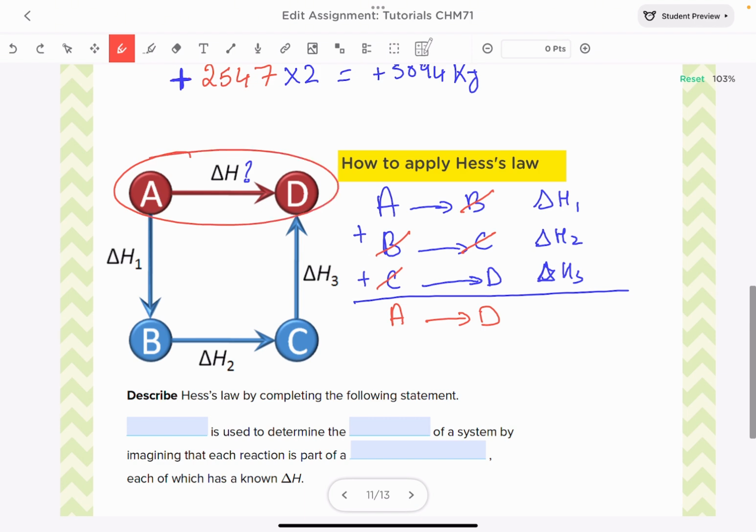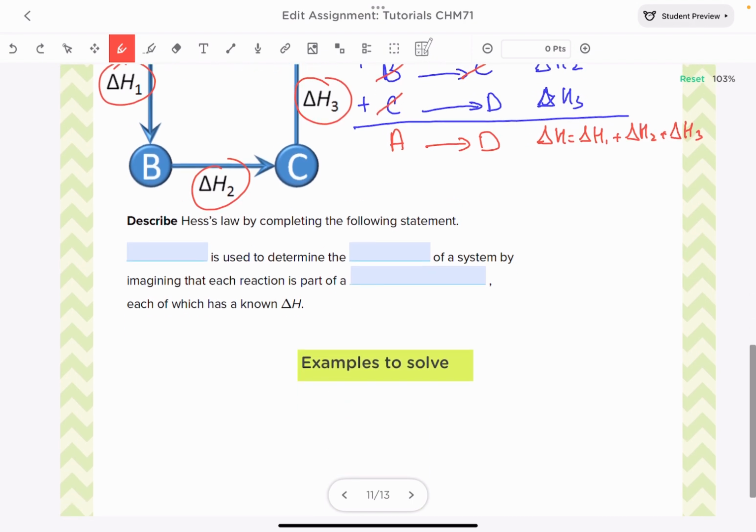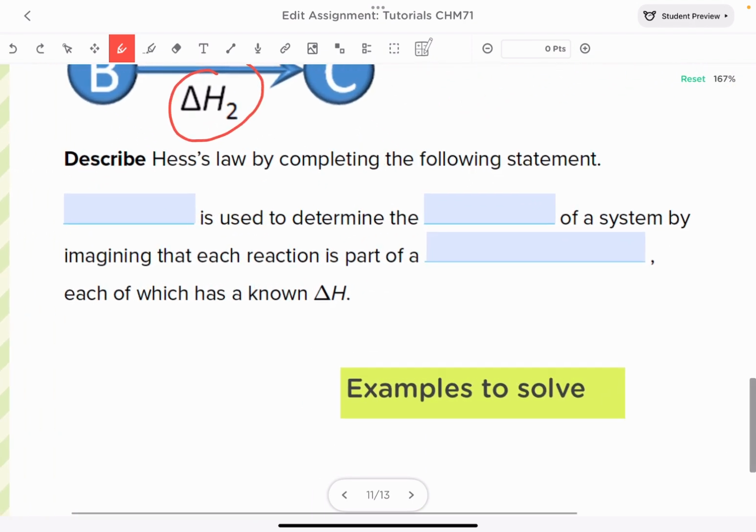And how did we reach A to D? We just added those 3 given equations. Therefore, this enthalpy here is going to be the sum of the enthalpies of the steps that led into this final equation.